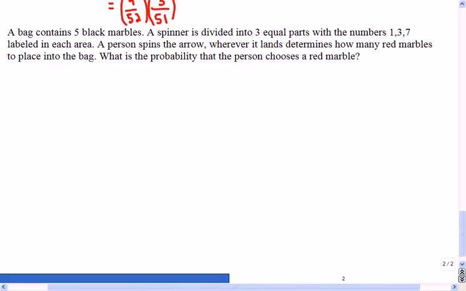Okay, so a bag contains 5 black marbles. A spinner is divided into 3 equal parts with numbers 1, 3, and 7 labeled on each area. We're going to spin the arrow. Wherever it lands, determine how many red marbles are placed into the bag. So if it landed on a 3, we would place 3. If it landed on a 7, we would place 7. What's the probability that a person chooses a red marble? So again, this is a fairly complicated experiment. You'd want some kind of diagram to help you out. So let's look at the experiment.